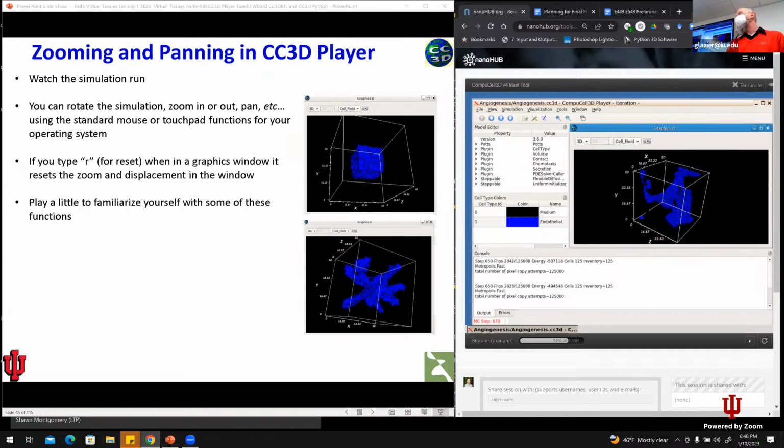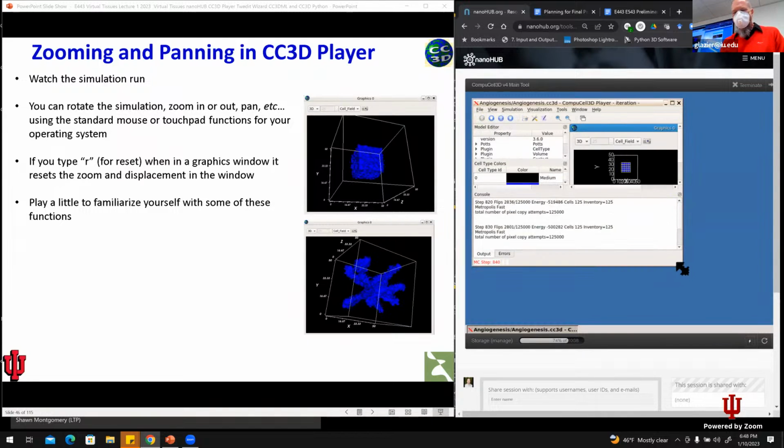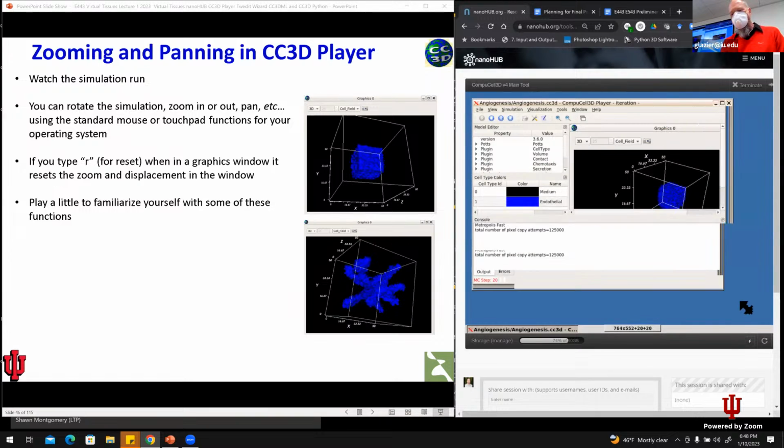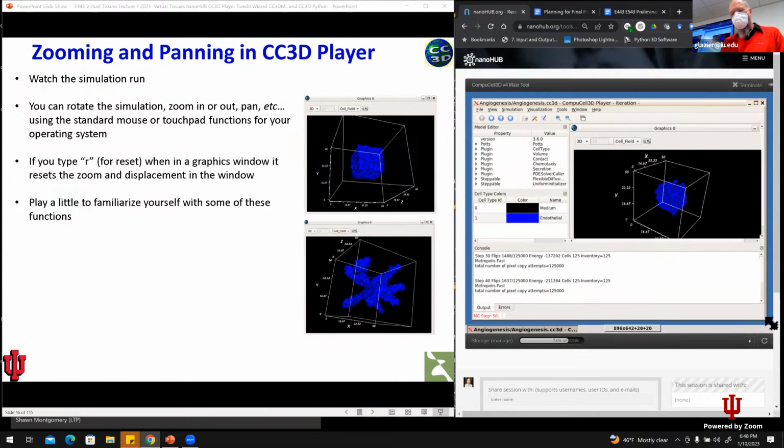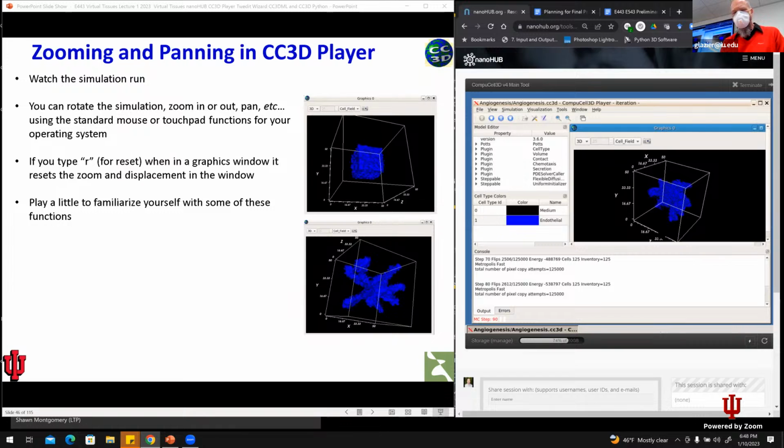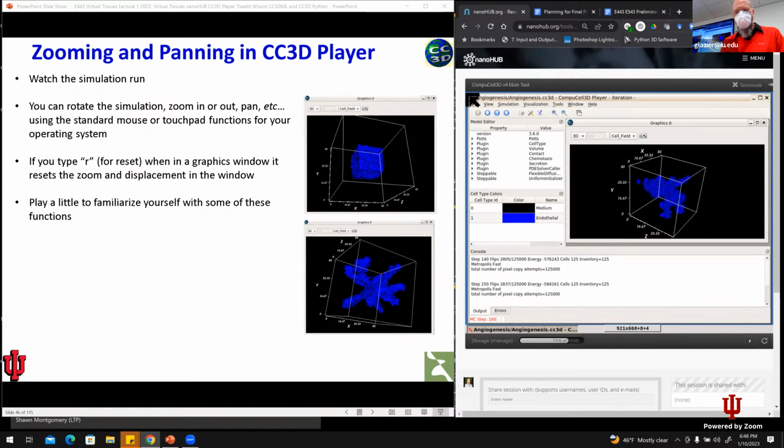I guess I should be asking, since everybody seems to be getting ahead of me, is everybody not able to get it to run? Good. If you want to start it over again, you hit stop and play. And on nanoHUB, the window will revert back to its old smaller size, so you'll have to resize it. On your local machine, it should not do that.